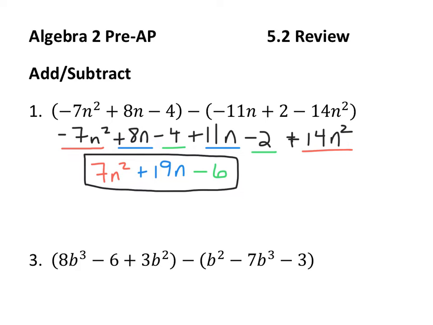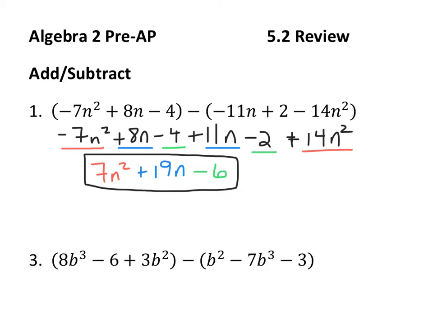Alright, so the first thing I did was I went through and I rewrote this whole problem right here. Since this has a minus sign in front of the parentheses, what this means is that I'm going to be subtracting everything that's inside. So when I rewrote this, I went ahead and wrote this as minus a negative, which is the same as plus. So plus 11n minus 2 minus a negative 14n squared, which is plus 14n squared.